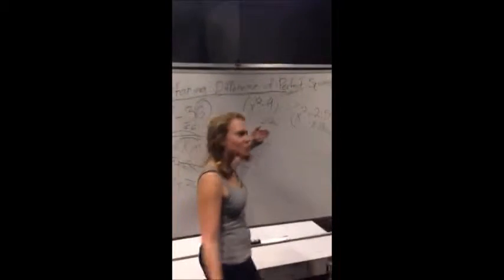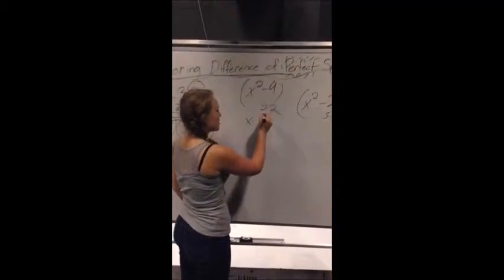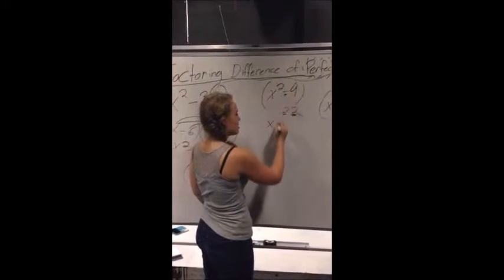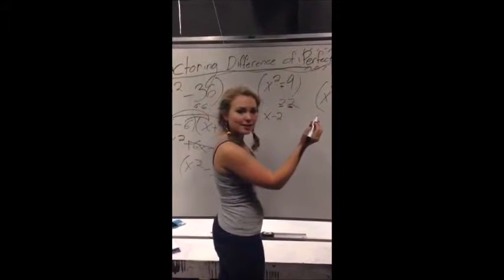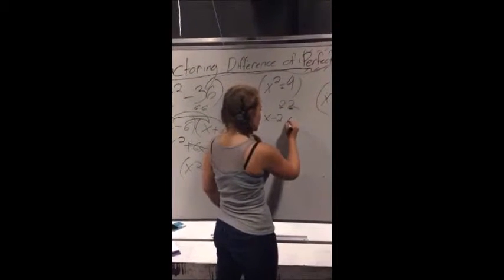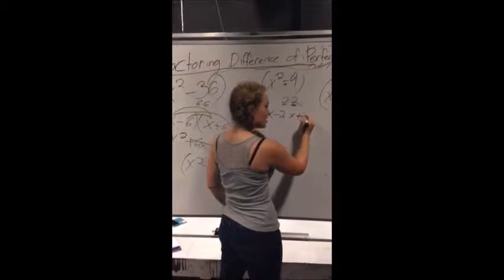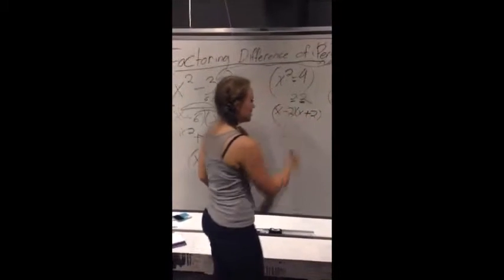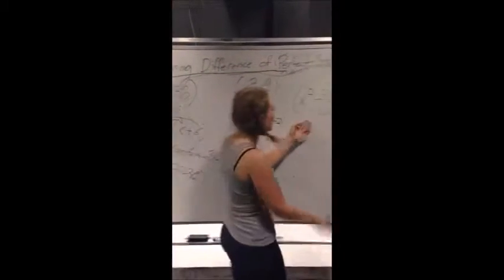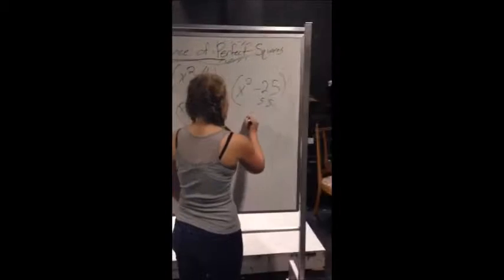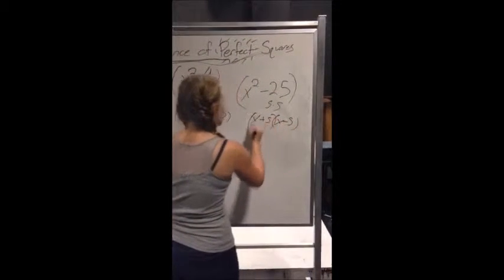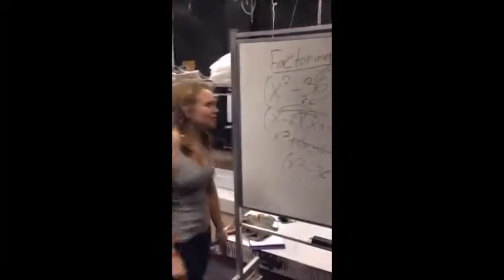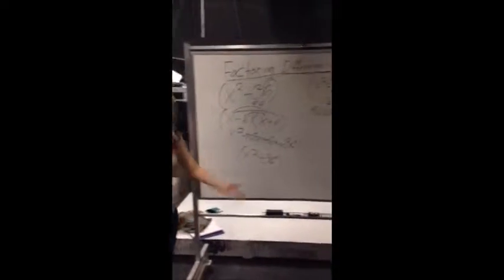Now let's do it with the rest of them. X, what do we have? A 2 and a 2 and a minus, so x minus 2. And what's the next one going to be, Becky? I don't know. Well, let's try x plus 2. There you go. You have another one, and the final one: x plus 5 and x minus 5. That's it. That's how you factor the difference of perfect squares.